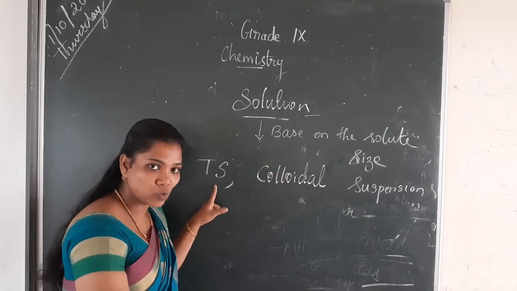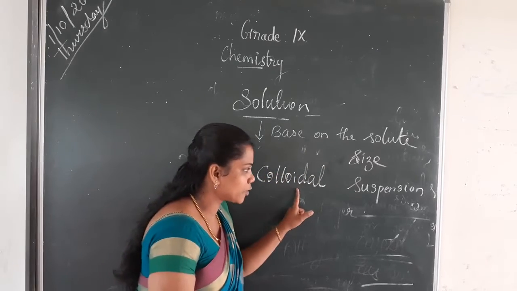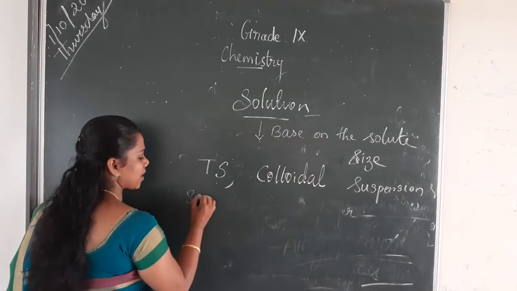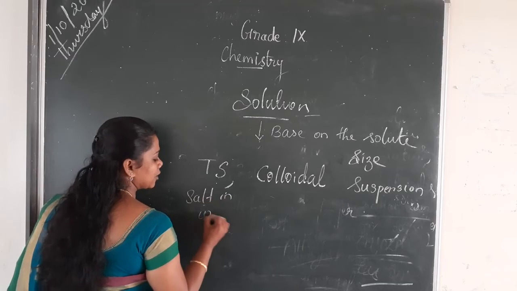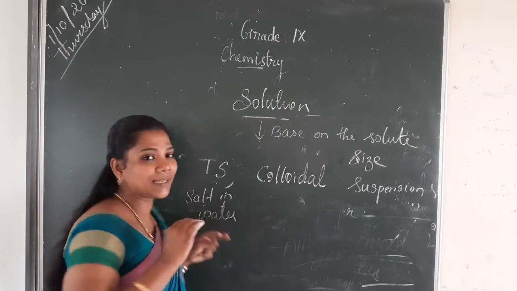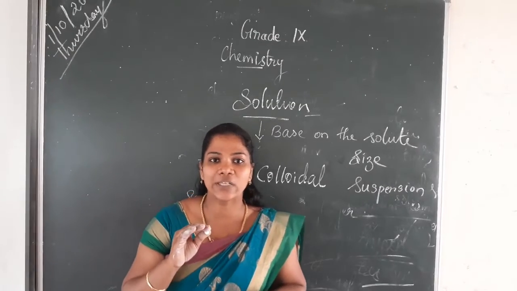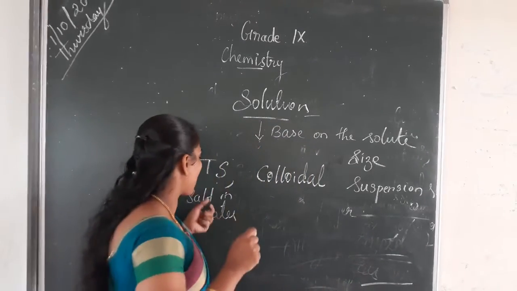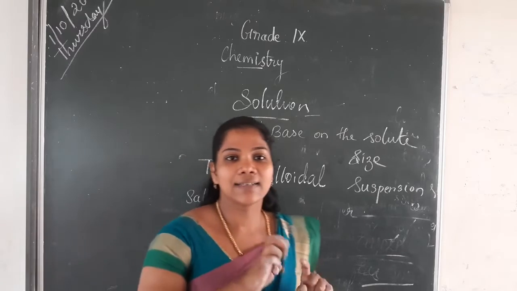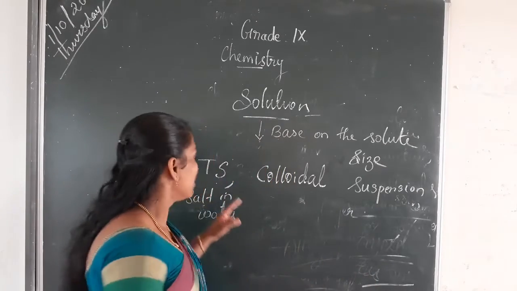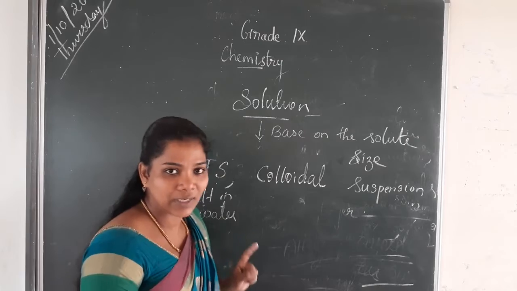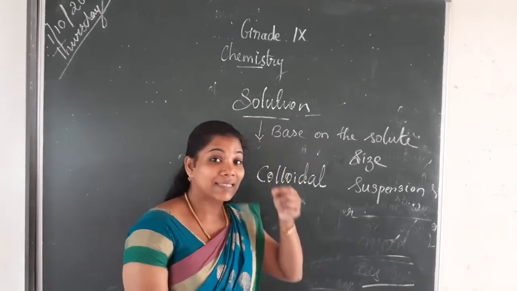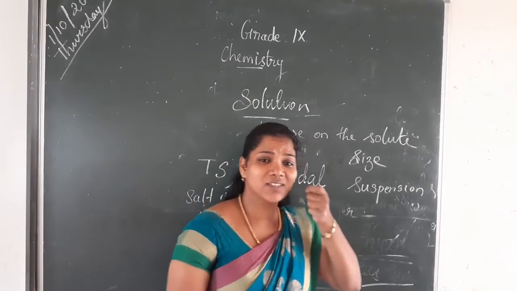You can form a true solution, a colloidal solution, or a suspension. The first one is true solution, for example salt in water. The solid particles get completely dissolved in water, and the size is very small, in the nanometer range. You cannot see it with the naked eye, and at the same time you cannot filter the salt from the water. Can you filter the salt from the water? No, it is not possible, because the size of the salt is very small.